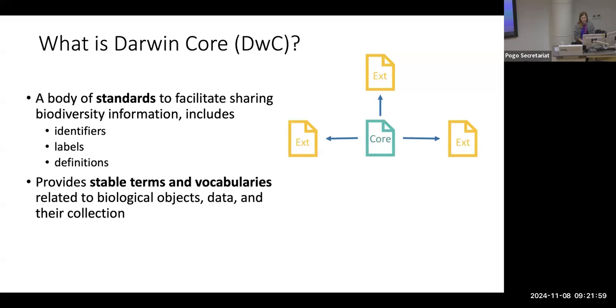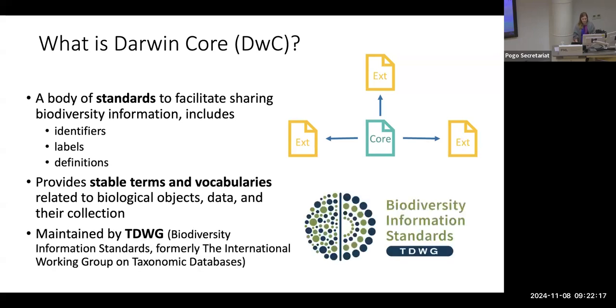Importantly, there are stable terms and vocabularies. This can also be quite complicated, but this is what makes the data interoperable and machine readable, which means that if you have data from other parts of the world, you can go back to that information. This is maintained by TDWG, Biodiversity Information Standards. So it's not only used by OBIS, but also by GBIF and around biodiversity.